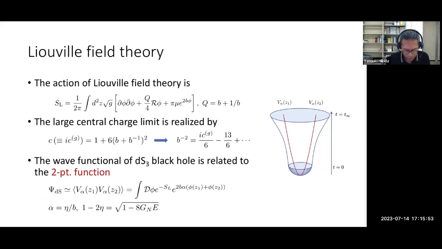And as I said, we want to take a b to 0 limit and consider some perturbation by b, considering the leading part of this expansion. And there's a level alpha here, and if we scale something like this, then eta is related to the black hole parameter, something like this.